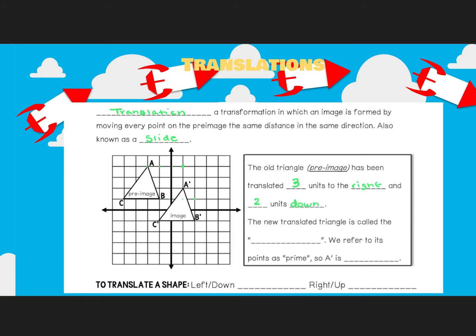All right, so if we look here, I'm going to erase my other little marks here. If we look from the pre-image, A is 2 units down. Look at that distance. C is 2 units down, and B is 2 units down. The pre-image is always the original, and then the image is what you've translated. So the new translated triangle is called the image.